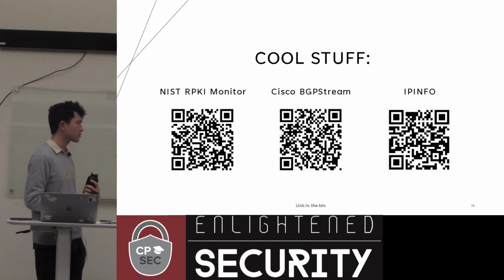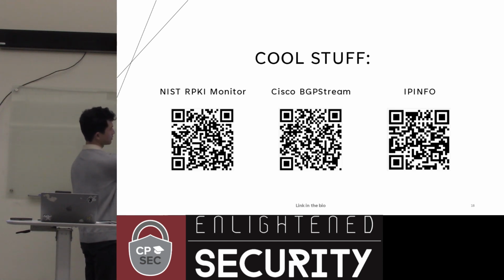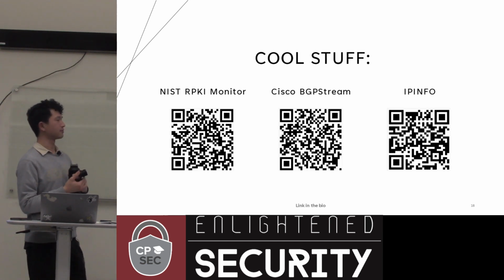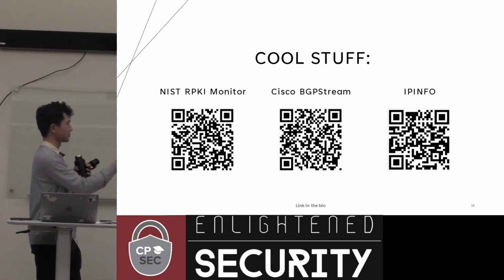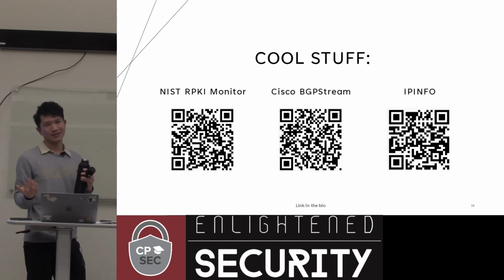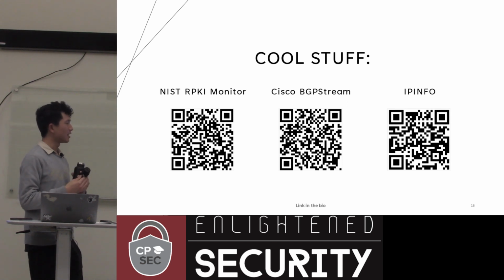If you want to, there are some cool links you can go to. The 40% adoption rate, you can look at it right there. The RPKI monitor. You just look at it. It's like 41% adoption, and it's kind of sad, but it's better than what it used to be. So that's good.